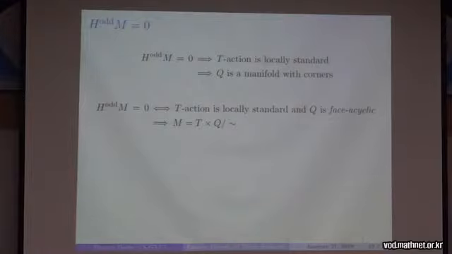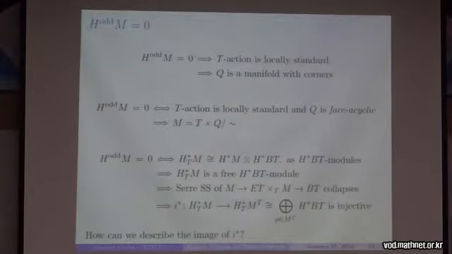And this will imply that we can reconstruct the manifold from this combinatorial face acyclic manifold with corners Q and the torus by the standard global construction. Okay? So from all of this, we can see how strong this condition is, that the odd degree cohomology vanishing means we can write the equivariant cohomology as a free H star BT module.